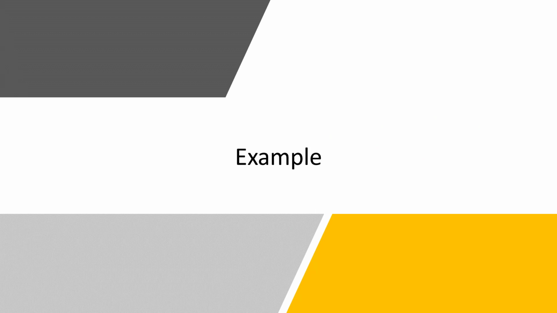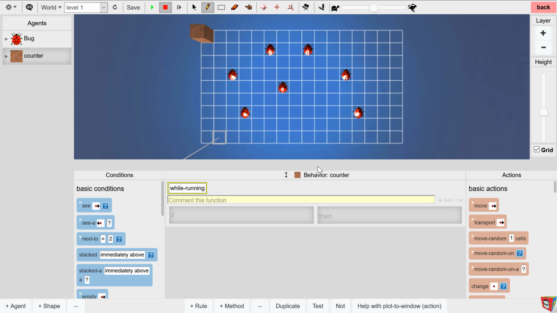Let's look at a simple example. Here we have a simple world with a few bugs and a counter. We want the counter to count all the bugs in this level. To do that, we need to program the counter agent. We want the counter agent to sum all the bugs for each simulation cycle.